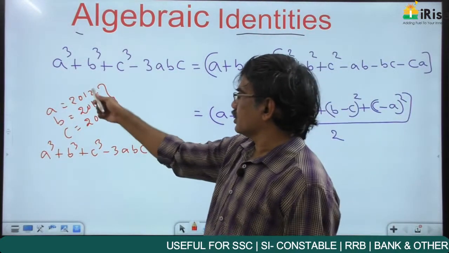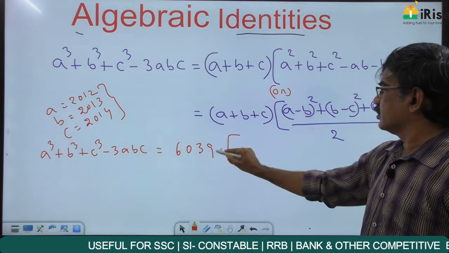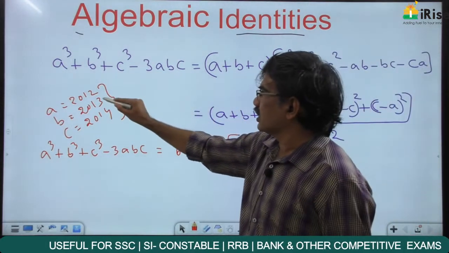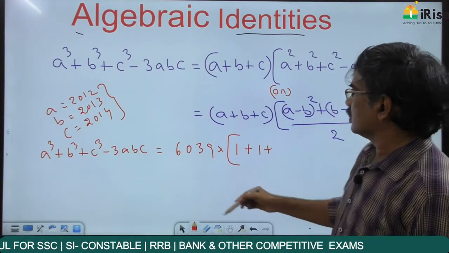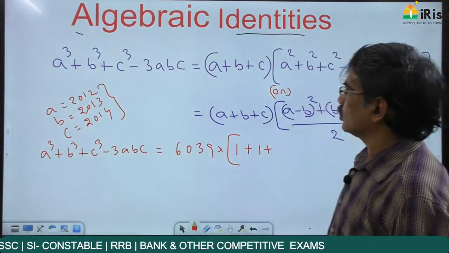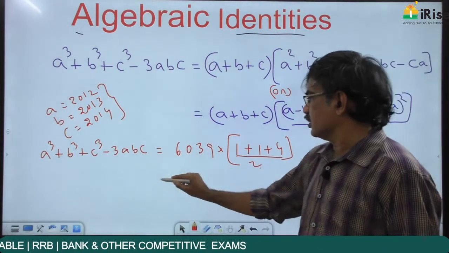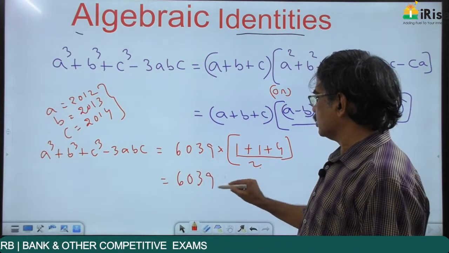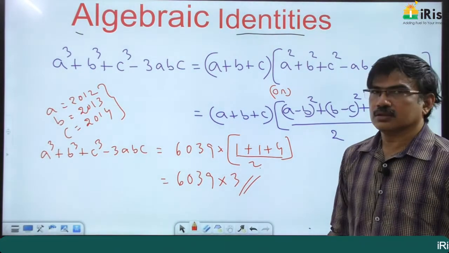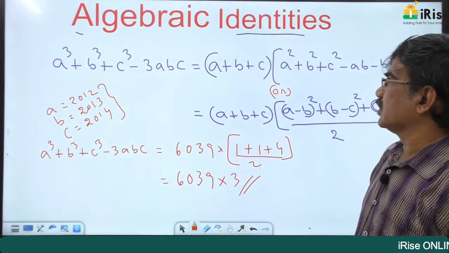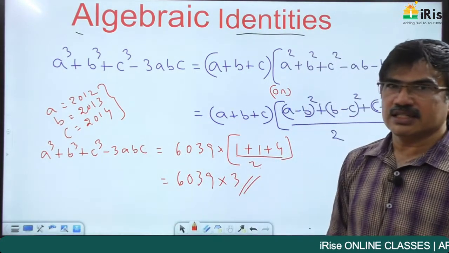Okay, 6000, the sum of these 2 is 39, into A minus B whole square is 1, B minus C whole square is 1, C minus A whole square is nothing but 4, by 2. This is 6 by 2 is 3. So the answer is 6039 into 3 for this question. Okay. So some number system related questions can also be solved using these identities.